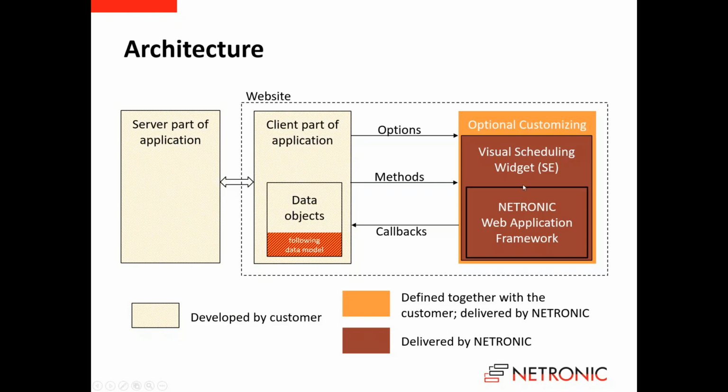Now we have the visual scheduling widget in the standard edition as the first layer, and then there's an optional customizing on top of it. And so you can use the visual scheduling widget in the standard edition also as a pure widget in your web application. And here it's shown your application consists of a client and a server part, and the client part creates data objects, and these data objects are handed over to the widget by using methods. We have several options and callbacks.